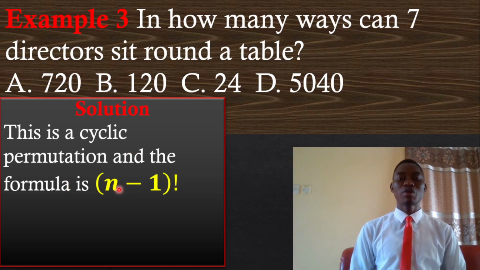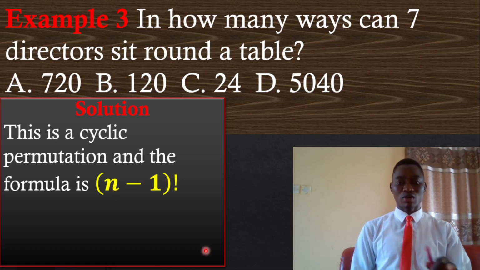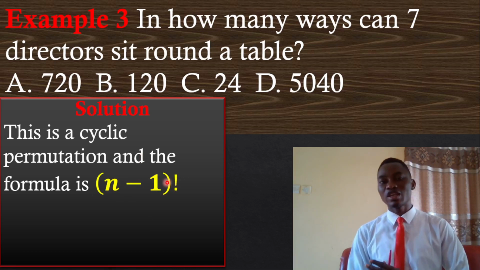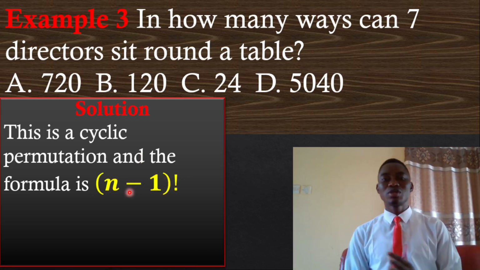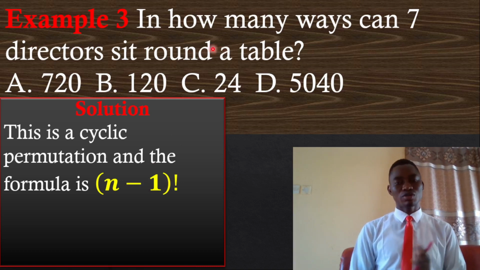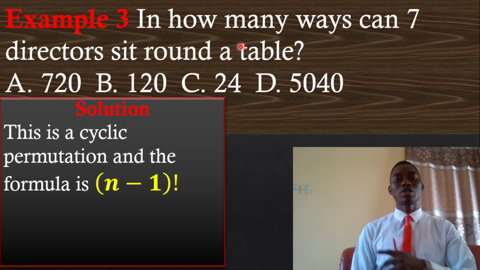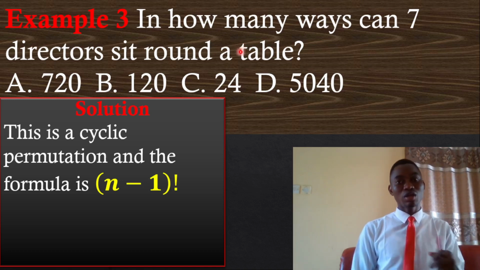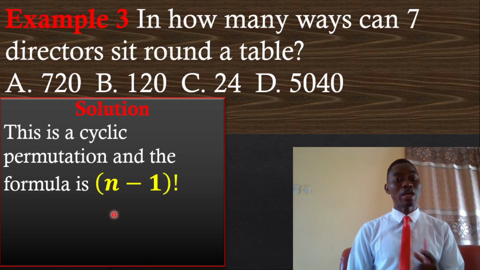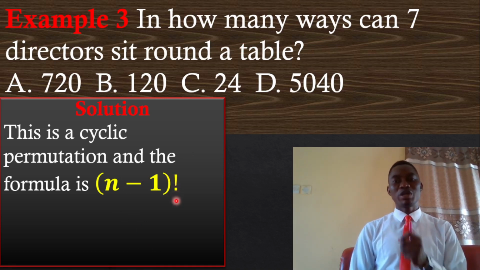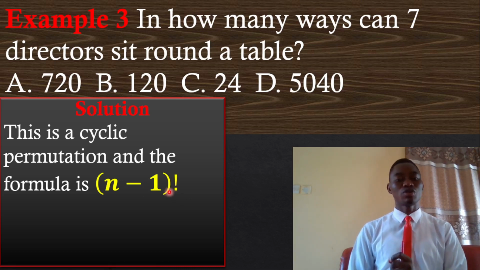The formula is (n minus 1) factorial. N minus 1 all in bracket, then put your factorial. So this is the formula for cyclic permutation. Anywhere you see a question that has to do with circular arrangement, the formula is (n minus 1) factorial. Please don't forget. You can pause the video and take down notes for yourself.